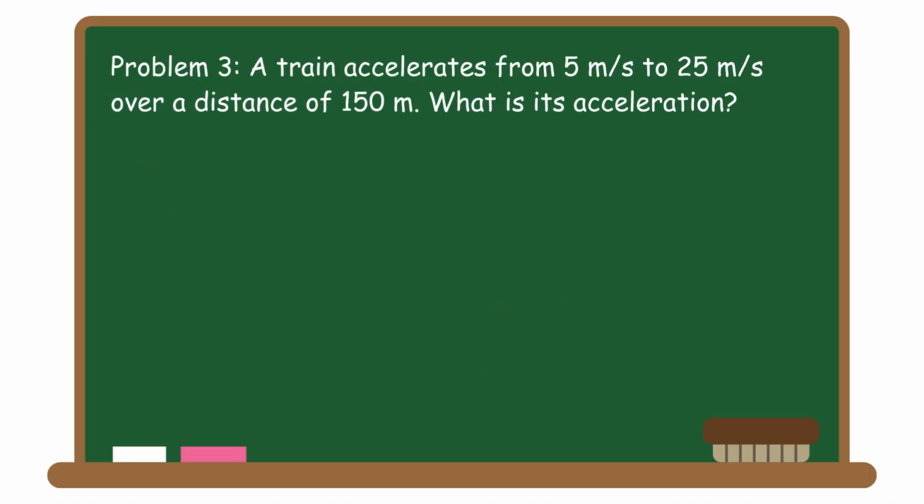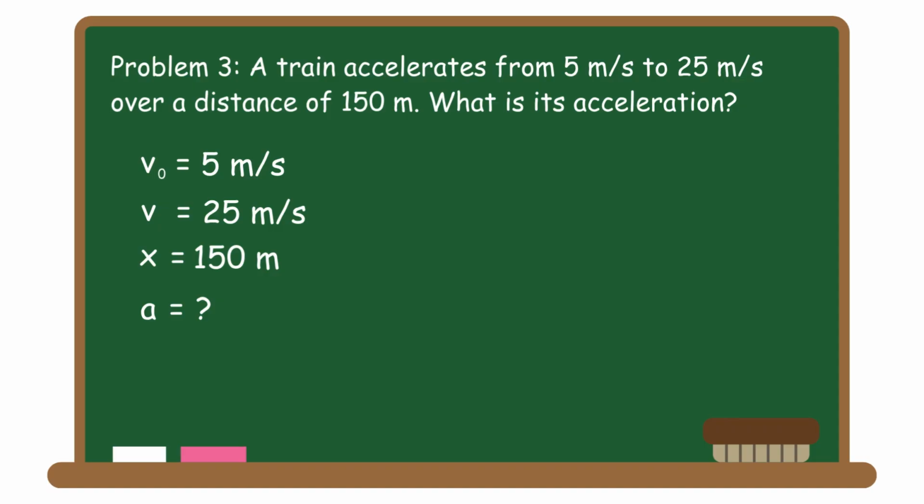Problem 3. A train accelerates from 5 meters per second to 25 meters per second over a distance of 150 meters. What is its acceleration? Initial velocity is 5 meters per second. Final velocity is 25 meters per second. Displacement is 150 meters. We're solving for acceleration. Time isn't given, so we'll use the equation.